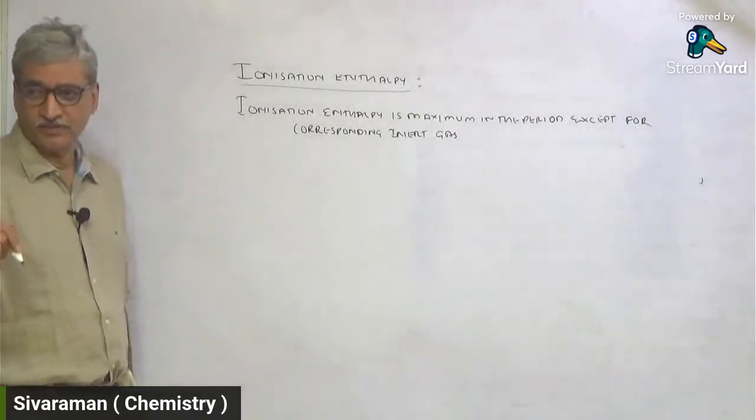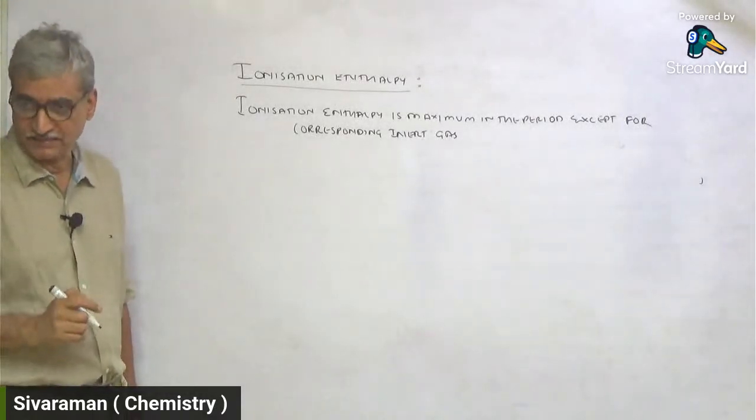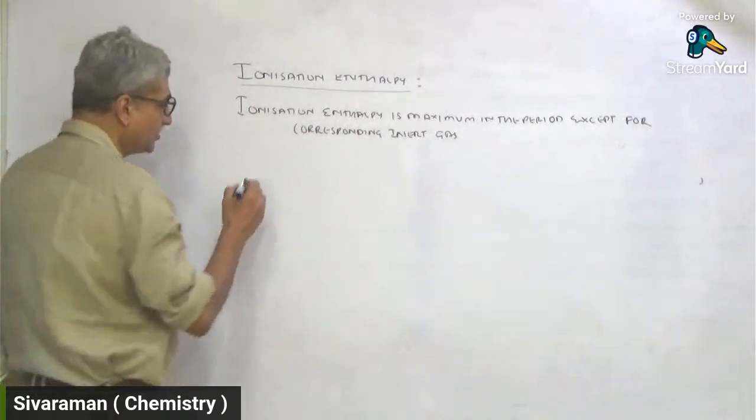Now, what happens as we go down the group? That is a very important point. Now, there are two MCQs which they can ask. It is clear. They can create them. And they have been asked.